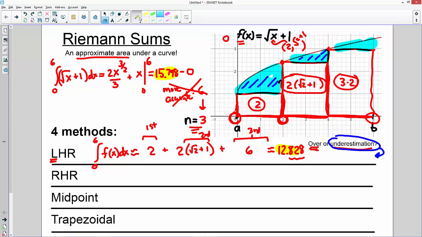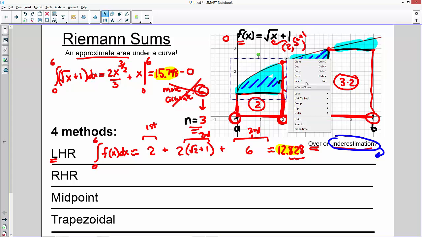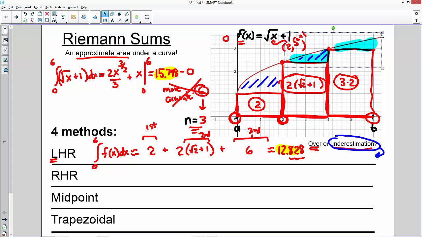Had I done 6 rectangles, or if n equals 6, like I said over here, if n is equal to 6, then you're going to get a much better approximation here with the left-hand rule. Okay, let's go and do the right-hand rule. And I am actually going to leave the old one here because I do want you to see the comparison between the two and how there's a pattern, and then that'll lead us to something else later on.